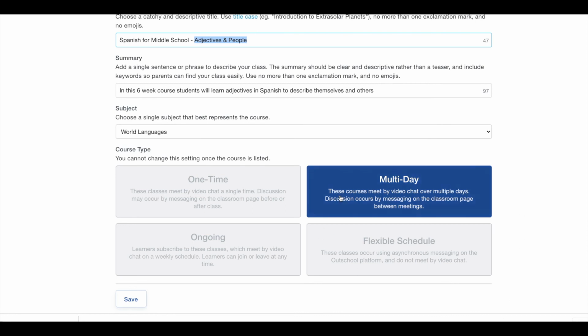In any case, we talked about ongoing, we talked about flexible, we talked about multi-day. The last one is the one-time class. So whatever you would want to teach one time, whether it's doing a short story, maybe a dance class, a one-time dance class or a one-time yoga class, or one time practicing the alphabet, something like that.